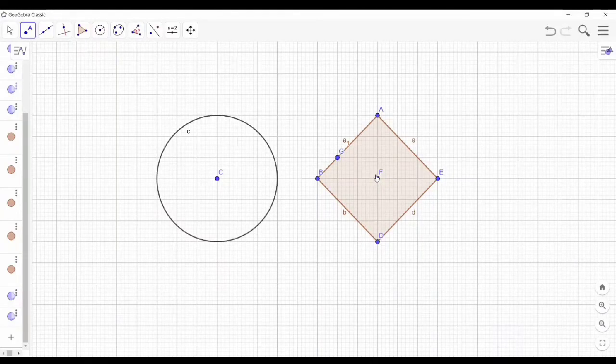How we would count the circumference on a taxicab circle would be to count each side. 1, 2, 3, 4, 5, 6. Each one of these sides is 6 units. 1, 2, 3, 4, 5, 6. So our circumference here is 24.